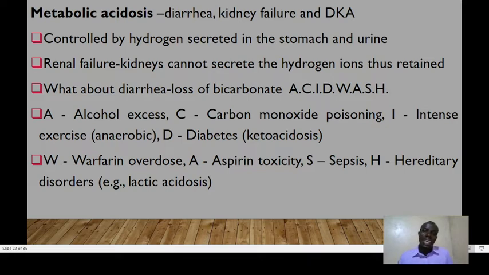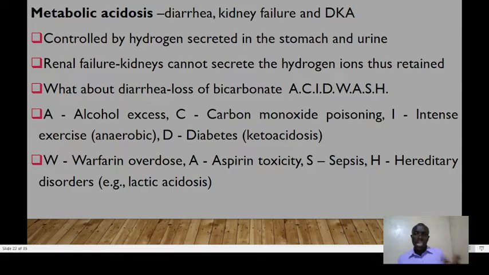And lastly is diabetic ketoacidosis. Even from the word diabetic ketoacidosis, you can tell that it's creating an environment full of an acid, which is going to contribute to acidosis. So metabolic acidosis is controlled by hydrogen secreted in the stomach and urine. So renal failure, kidneys cannot secrete hydrogen ions as they used to, so more is retained, causing more acidic environment. Diarrhea is also another cause of metabolic acidosis by leading to loss of bicarbs.